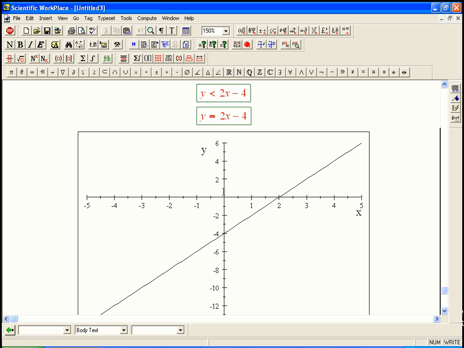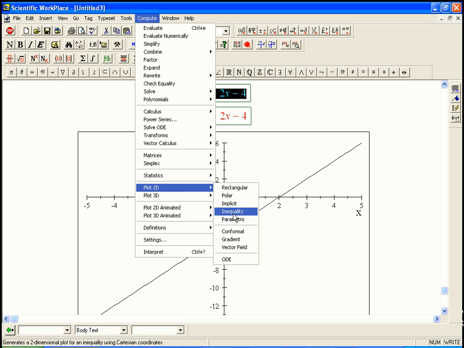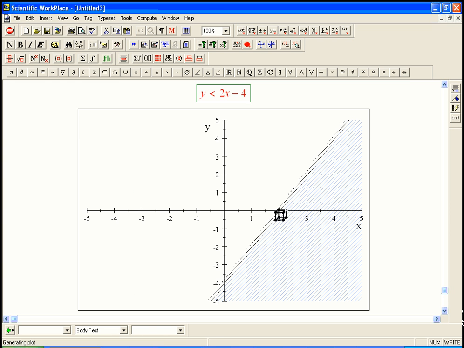Let's test that. Is it true that 0 is less than minus 4 if you plug in 0 and 0? No, it's not true. So here the answer is false. And so here it's going to be shaded in here. So let's try getting it to plot. And there it is. There's the region.